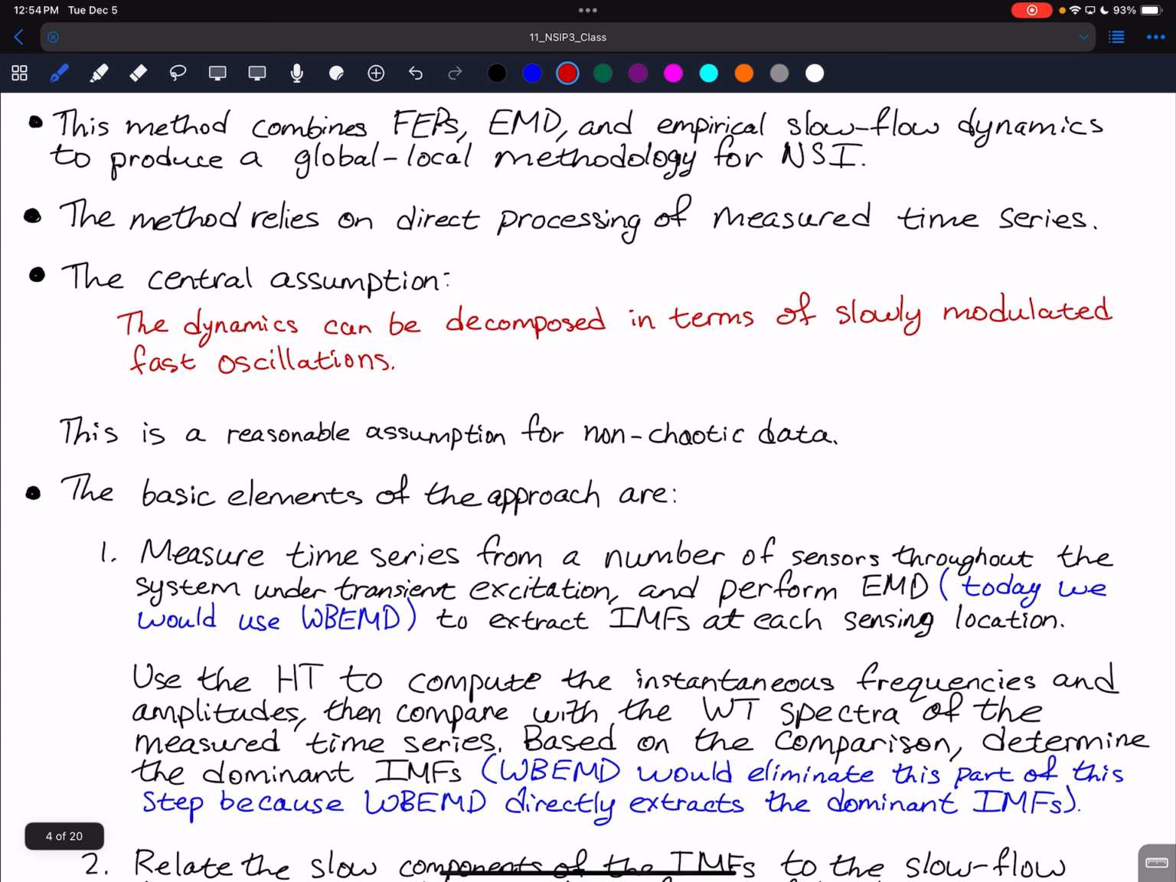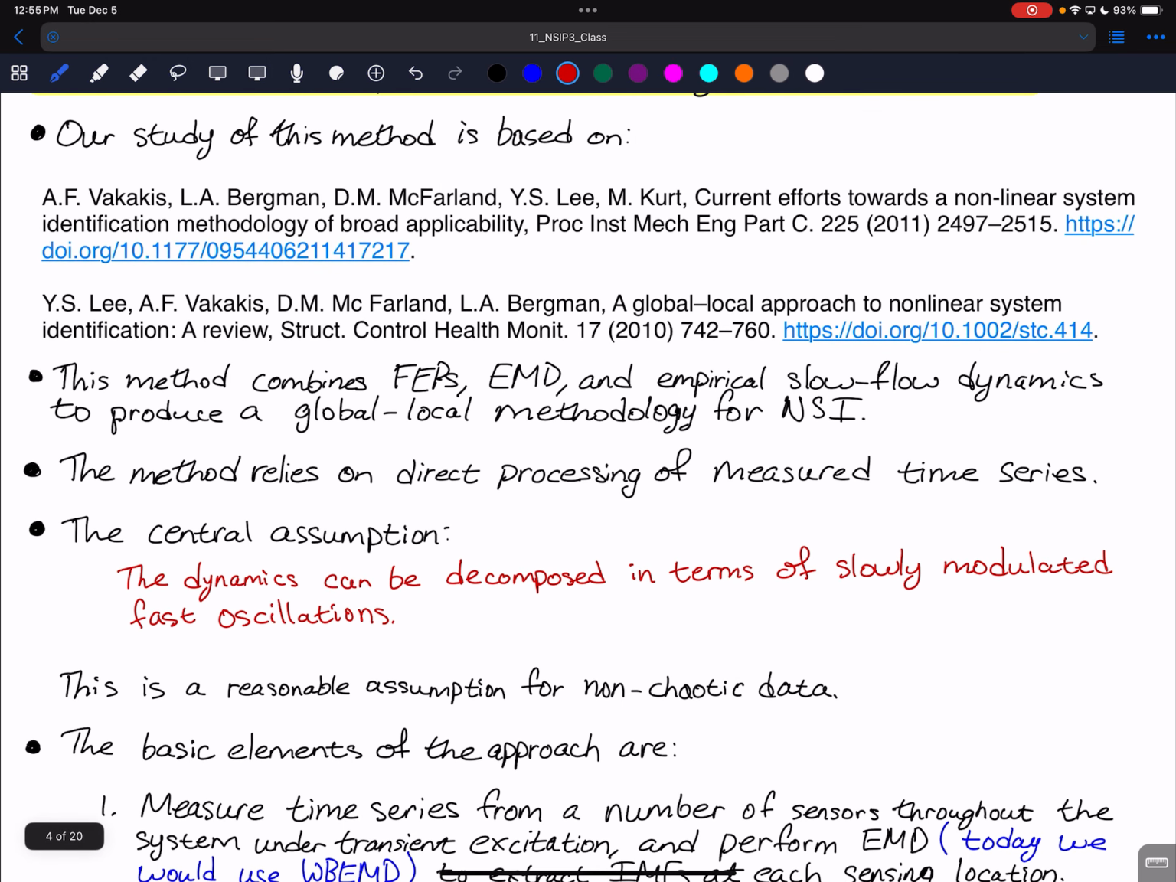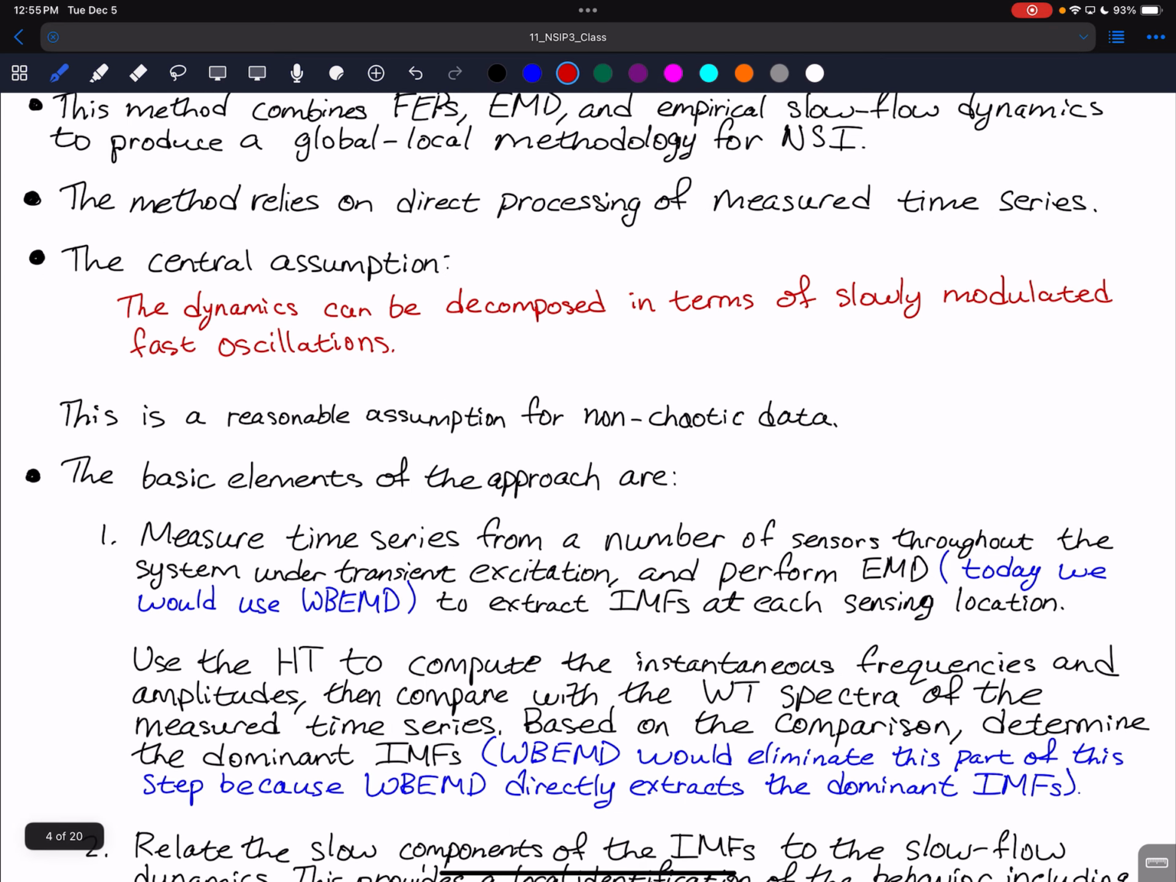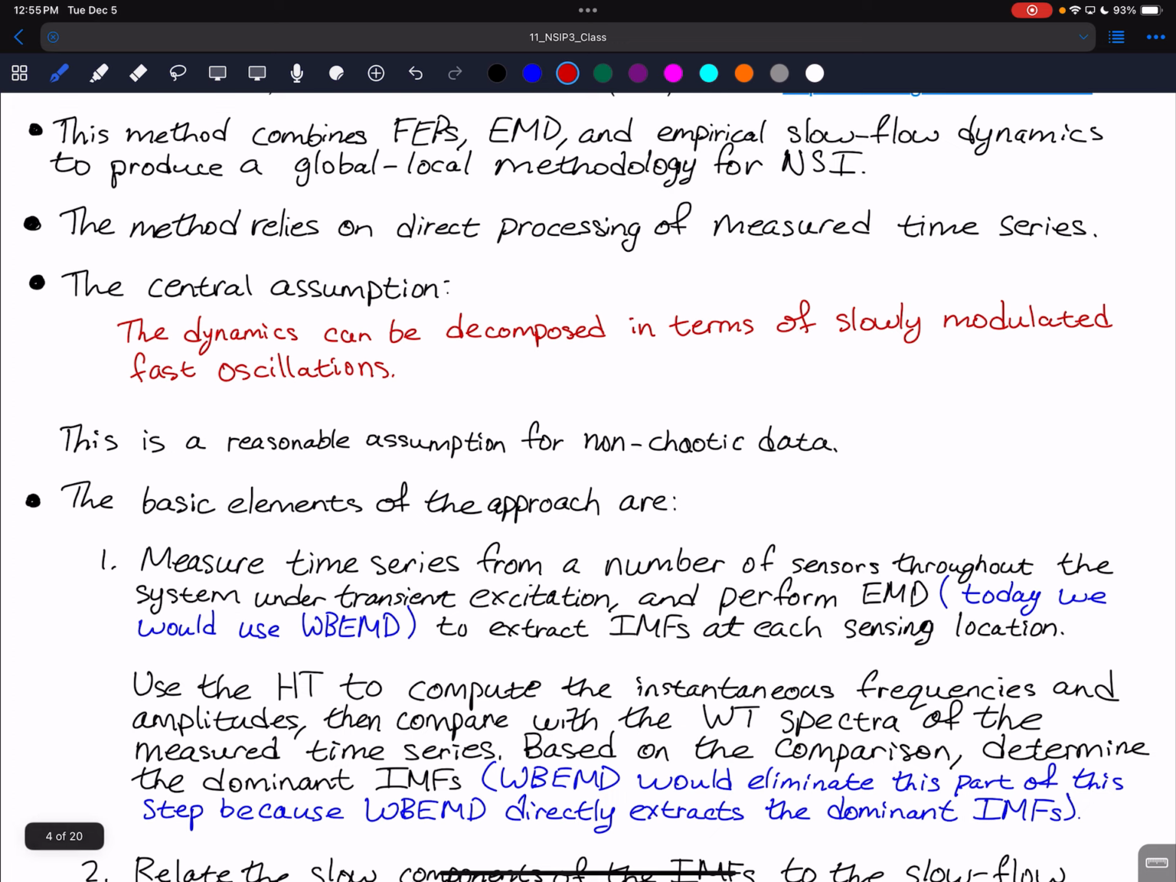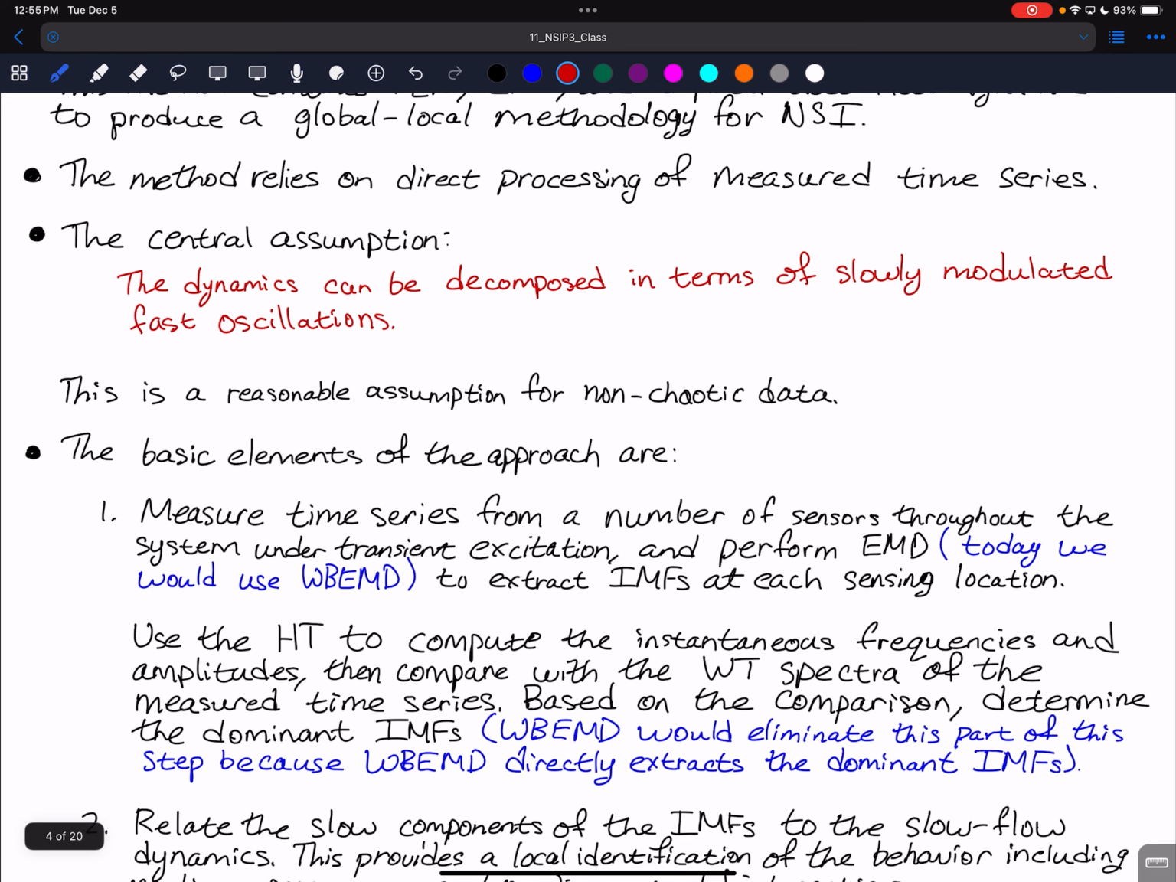All right, so we're going to go through just the basic steps, and everything in black is what they wrote in the original papers. The things in blue here are my comments on what I would do now, because when were these written? Like 13 years ago, these two papers were written. Before the wavelet-bounded EMD existed, before some other tools that we now know about existed. And so I think the blue is just things that I would change.